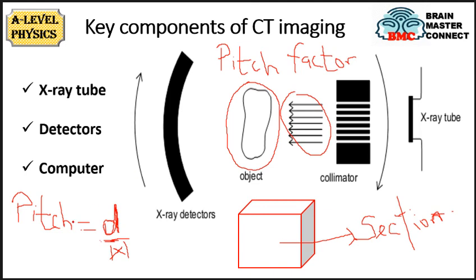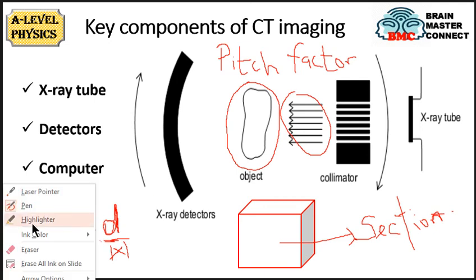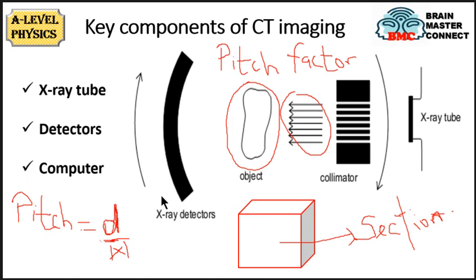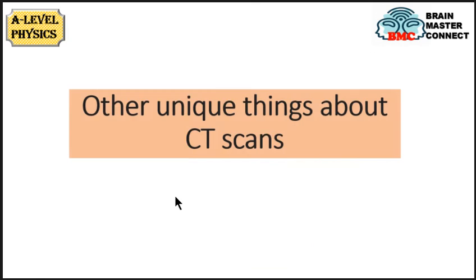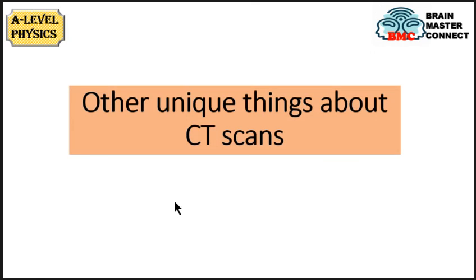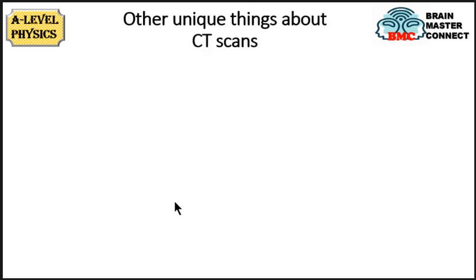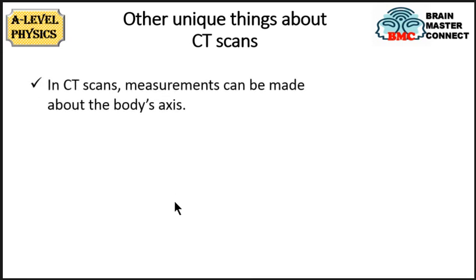All right, from here we shall take a look at other important aspects of this topic. So from here we want to look at other unique things about CT scans. What are the other unique things about CT scans? Number one, apart from what I've said earlier on, in CT scans, measurement can be made about the body's axis.